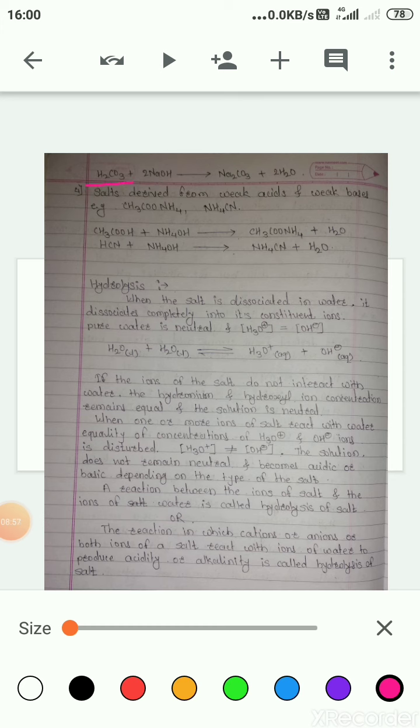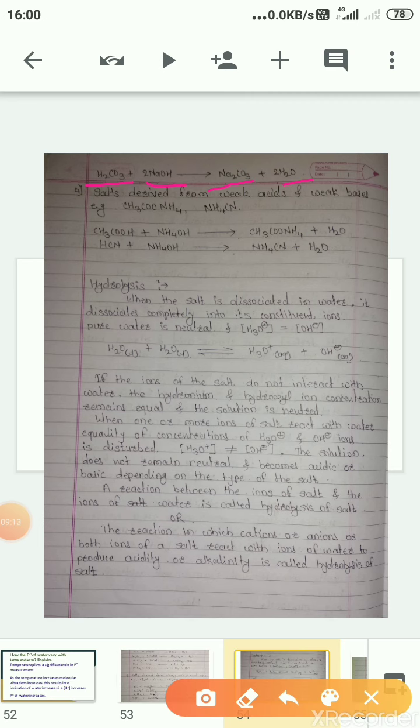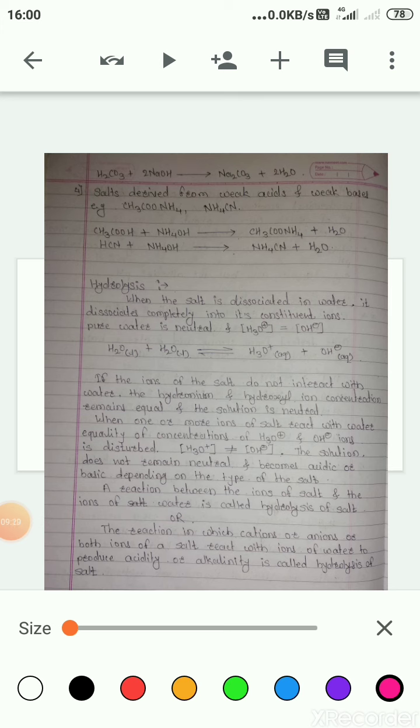See here, carbonic acid. The formula for carbonic acid is H2CO3, plus 2 moles of sodium hydroxide. It gives sodium carbonate plus water molecule. And the last type is salts derived from weak acid and weak base. Salts derived from weak acids and weak base.